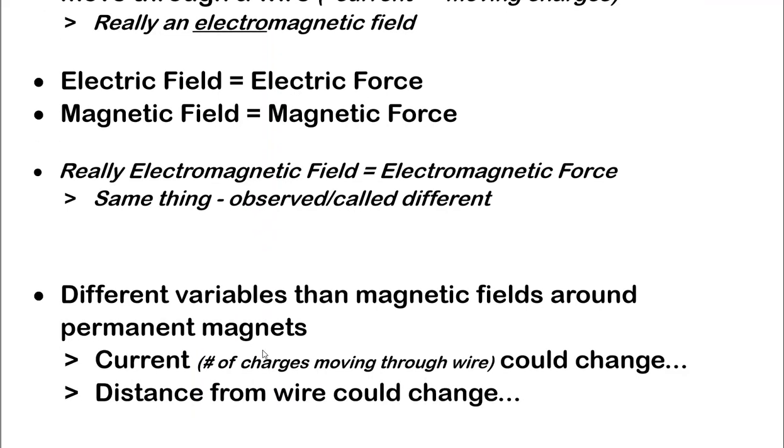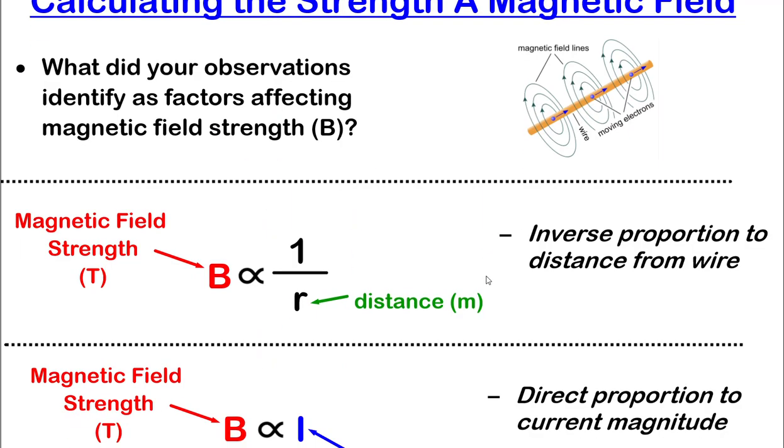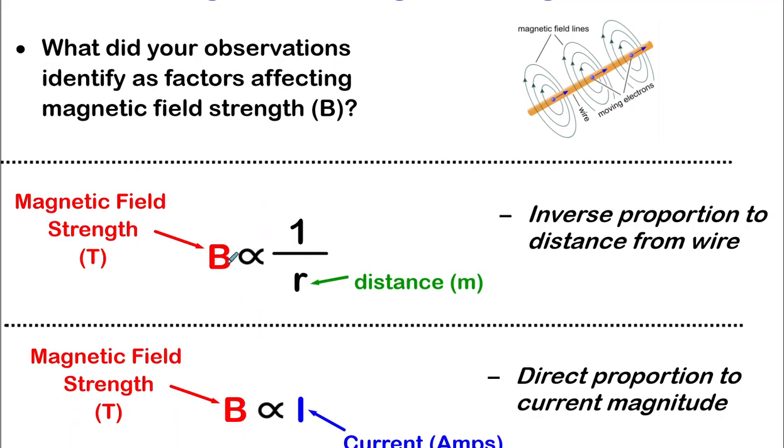And so there are different variables that can affect how strong a magnetic field is, and that can be current and distance. So those relationships are pretty straightforward. B is the symbol for magnetic field, measured in Teslas or Webers. And it turns out the farther you move away from a wire, the weaker the magnetic field. So that would be an inverse proportion.